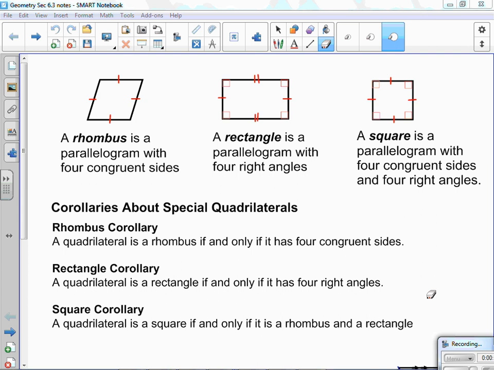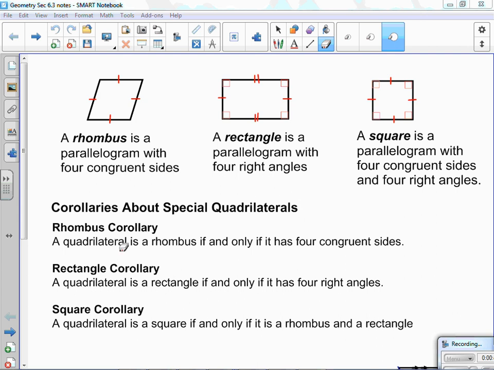6-3 is special quadrilaterals. You got a rhombus, a rectangle, and a square. So a rhombus is a parallelogram with 4 congruent sides. Rectangle is a parallelogram with 4 right angles. And a square is a parallelogram with 4 congruent sides and 4 right angles. So we got these corollaries, which basically just restate what the definitions tell us here.